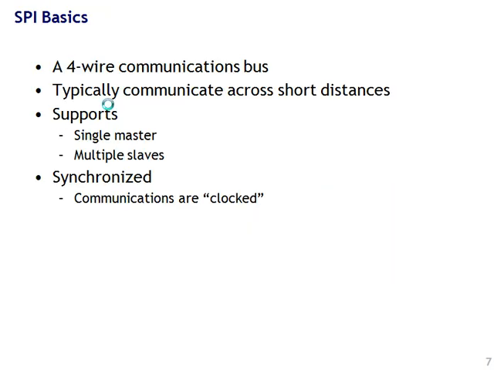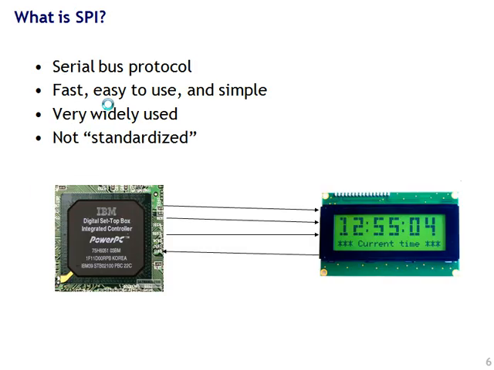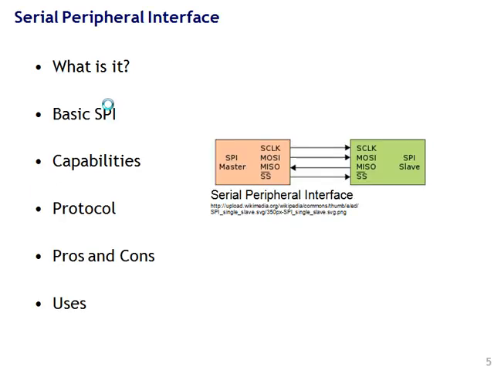It's a 4-wire bus. Very good for short distances. Supports a single master, multiple slaves. So what do we use to choose which slave? It's this SS line. So now I can wire OR a whole bunch of clocks, inputs and outputs, and these slaves can go to a tri-state or high impedance state on these lines when they're not selected.